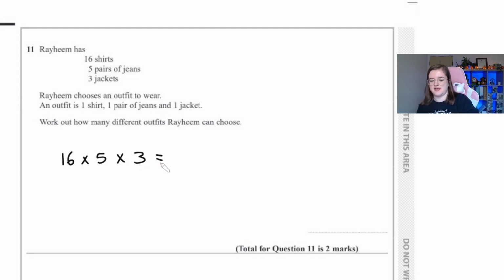Same thing every time. You have these options. Normally it's either you're picking outfits or you're picking like meals at a restaurant. Like it'll tell you how many starters there are, how many mains, how many desserts, and how many options you can pick for a meal. Always the same. So you times them all together and you get 240. And there we are. Very nice topic.